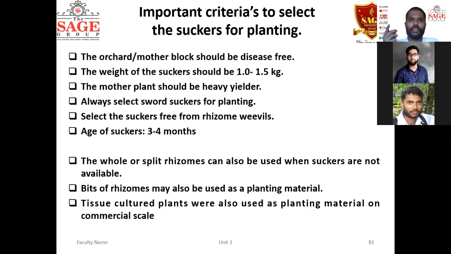Then mother plant should be heavy yielder. So yield of the mother plant should be good. Means their mother plant would have got proper nutrition.